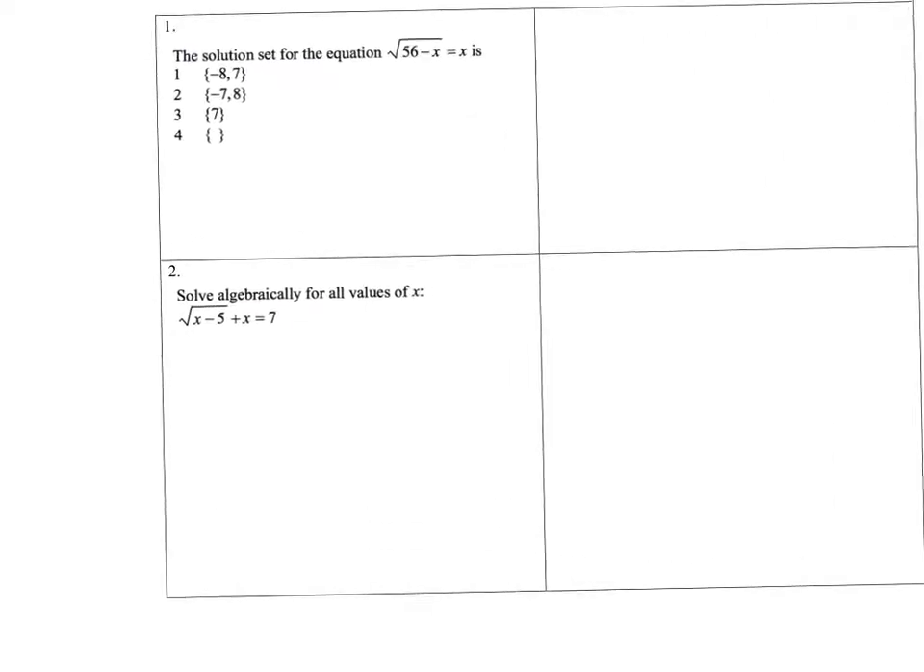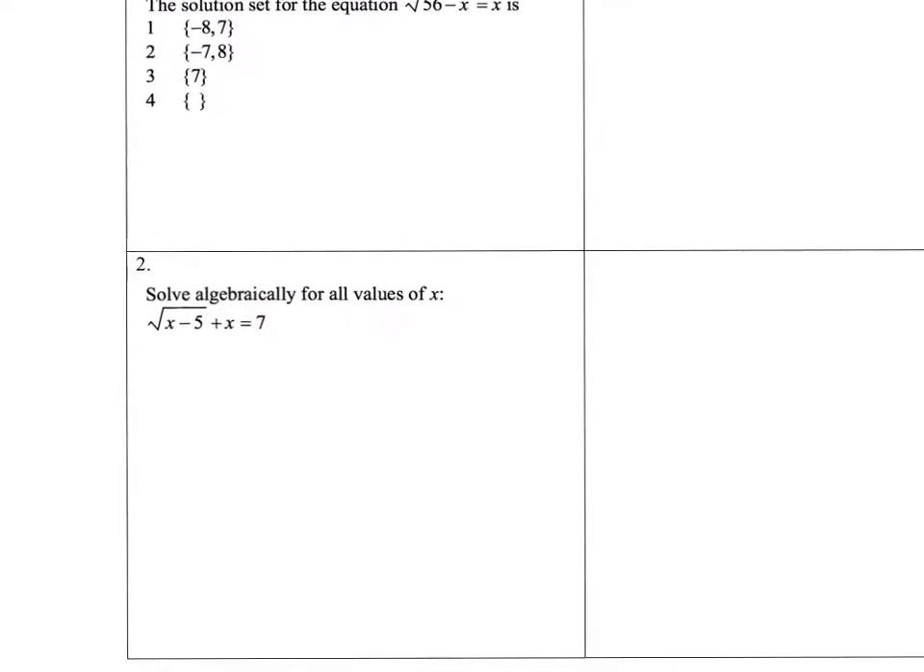We're going to be doing problem number 2, which is the square root of x minus 5 plus x equals 7. The first thing we do with this problem is minus x on both sides. That gives us the square root of x minus 5 equals 7 minus x. And since we have the square root over the x minus 5, we have to get rid of that.